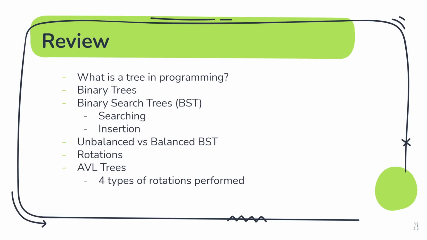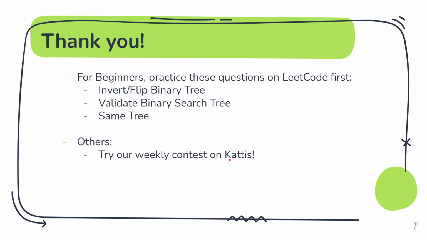So now let's take a quick review of what we've learned today. First, we looked at what a tree looks like as a data structure in programming, and then looked at the two most basic trees, which are binary trees and binary search trees. Then we looked at a typical algorithm for searching and inserting inside of a BST, where we located a vulnerability with unbalanced BSTs. Lastly, we took a look at AVL trees, which are self-balancing BSTs that prevent unbalanced BSTs from occurring. And then we looked at the 4 different types of rotations that they perform. And that concludes our presentation.